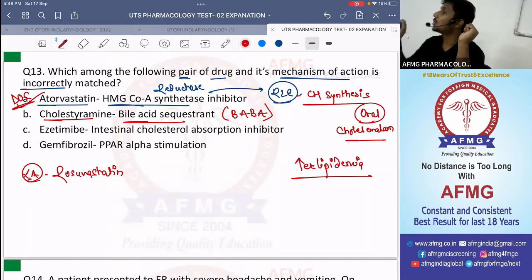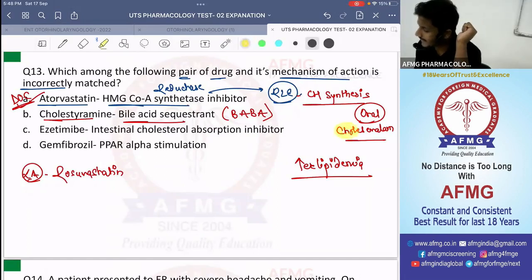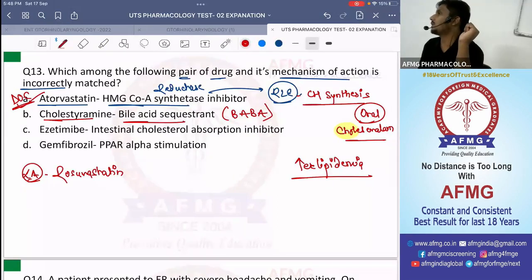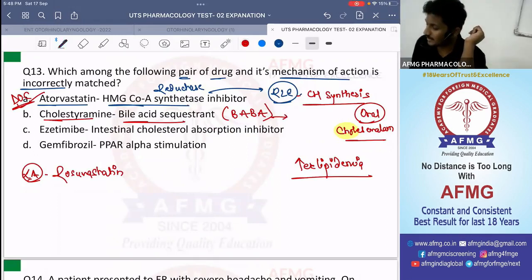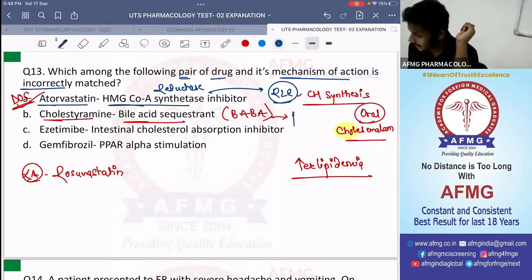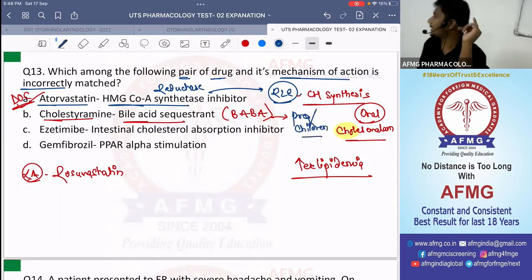Cholestyramine and colestipol, chole comes in the name. Chole is nothing but bile. So wherever chole comes, that is bile. Remember, it is easy to remember. And these BABA drugs are usually the drug of choice for hyper or dyslipidemia in which condition? In pregnancy and children. Usually in pregnancy and children, the drug of choice for hyper or dyslipidemia is BABA drugs, okay?